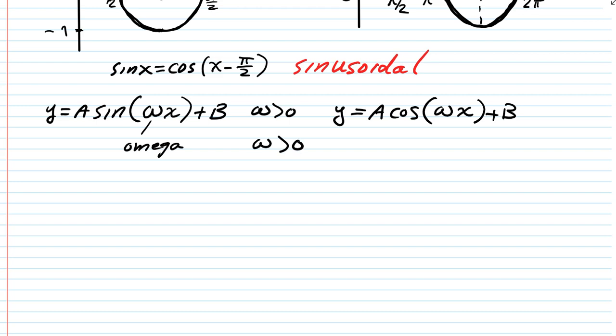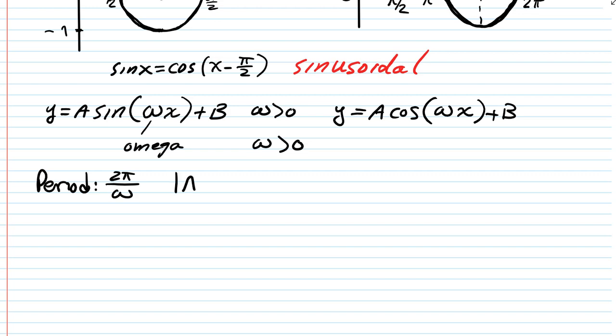If omega is negative, then we get a negative inside parentheses, and we can use the even-odd properties of sine and cosine to rewrite these using negative angle identities. I'll show you an example in a moment. But for both sine and cosine in the general form, the period for both of these is given by 2 pi over omega.